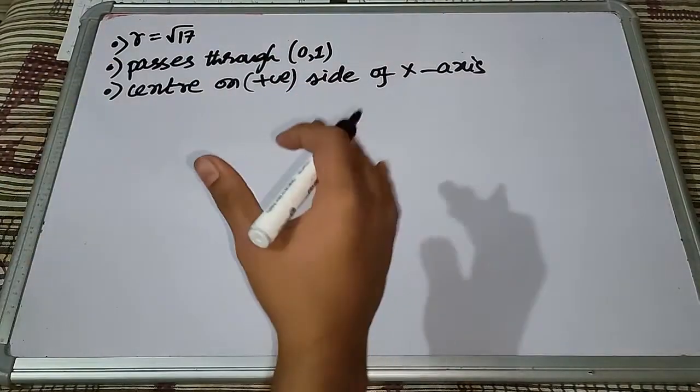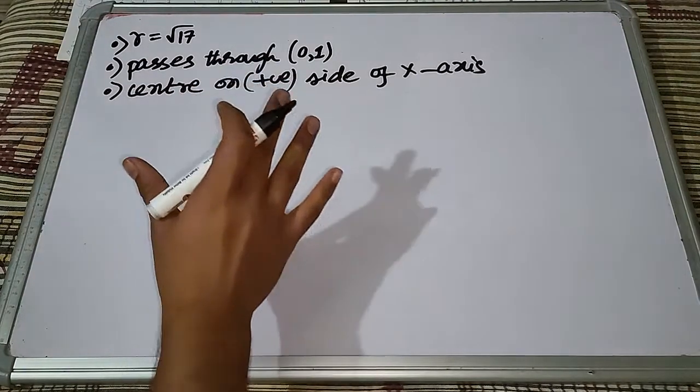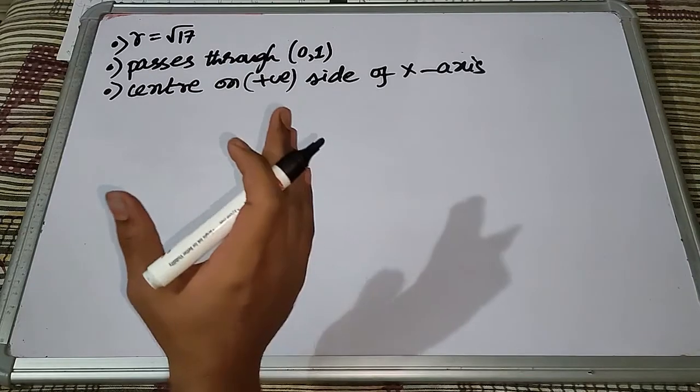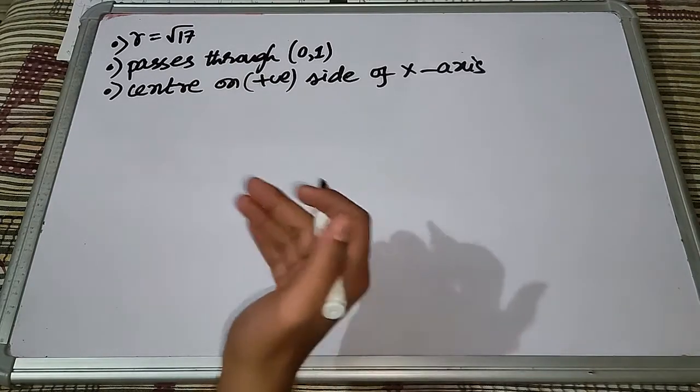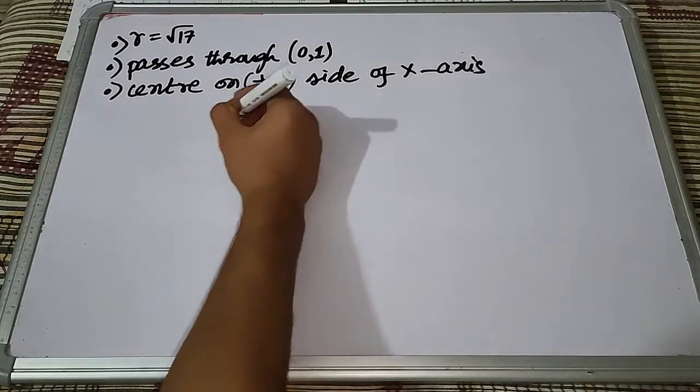So the question boils down to these three important points, and for any question in coordinate geometry it is quite recommended to draw a rough sketch, because it helps us get clarity on which way we should go to get to our final answer. So now let us draw the rough figure.